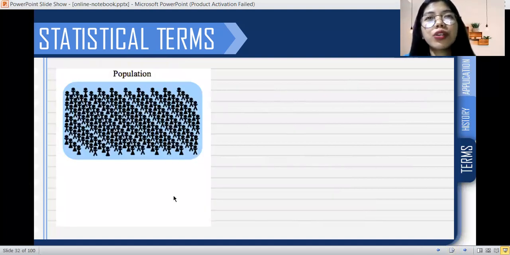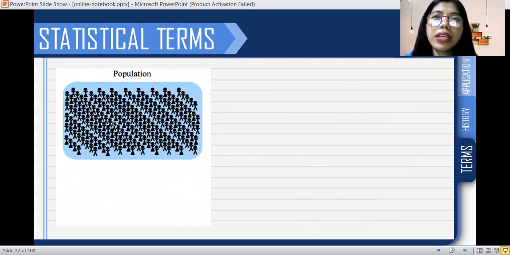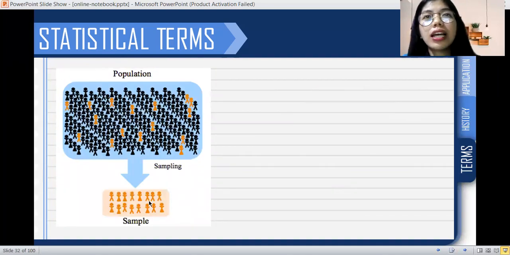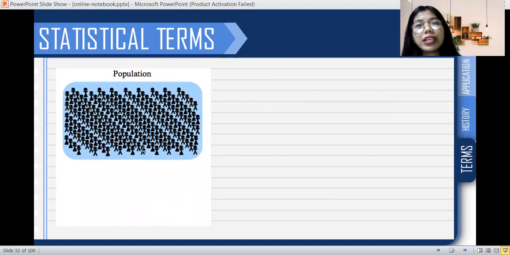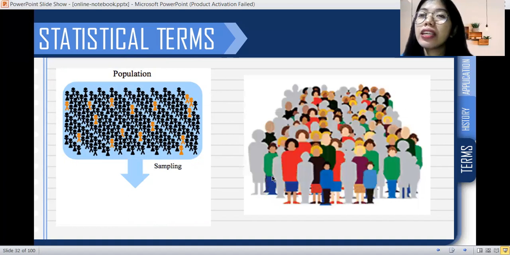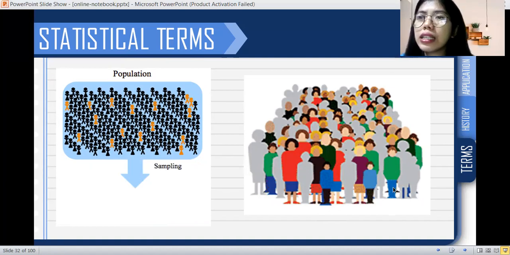Okay, let's observe this one. We have here the population. Tapos, kapag mag-sampling na tayo, makikita natin dito yung mga orange. Kukuha lang tayo ng sample natin, yung mga orange. At yun po, magiging sila po yung sample natin. Again, for this one, this is a population po lahat-lahat ng to. Pero yung colored lang na mga person, mga tao, sila lang yung ating sample. Okay?